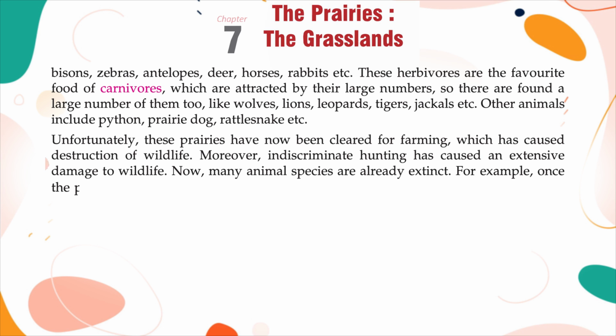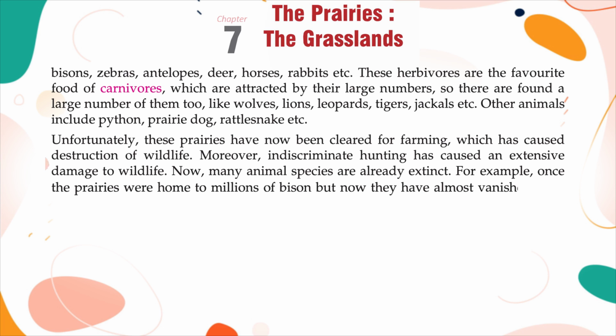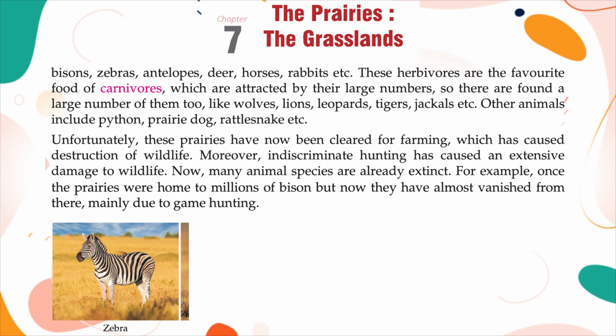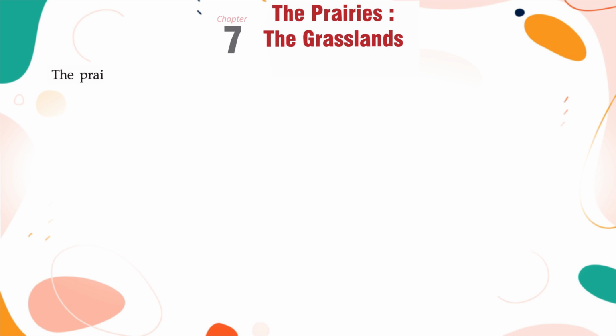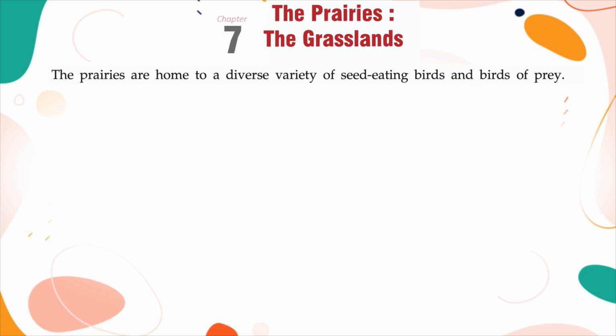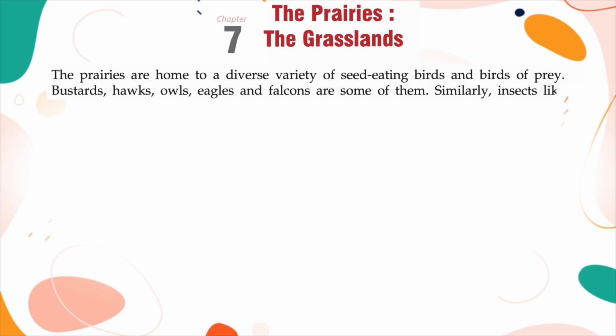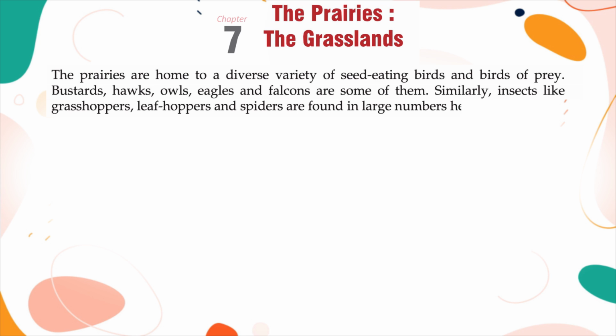For example, once the prairies were home to millions of bison, but now they have almost vanished from there, mainly due to game hunting. Zebra, bustard, hawk, owl. The prairies are home to a diverse variety of seed-eating birds and birds of prey. Bustards, hawks, owls, eagles, and falcons are some of them. Similarly, insects like grasshoppers, leafhoppers, and spiders are found in large numbers here.